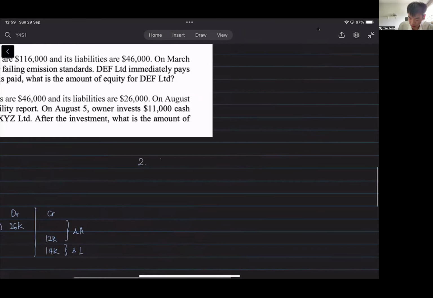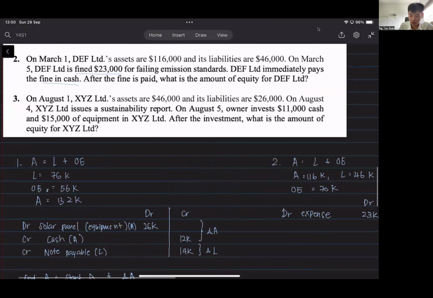So similarly, I would solve with the accounting equation. And given that the asset here is 116 and the liability is 46, we solve for owner's equity to be 70. And now we form the journal entry. So we debit the expense, the legal expense, which I will just abbreviate as the expense. So we have the debit of 23,000, and then we paid in cash, right?